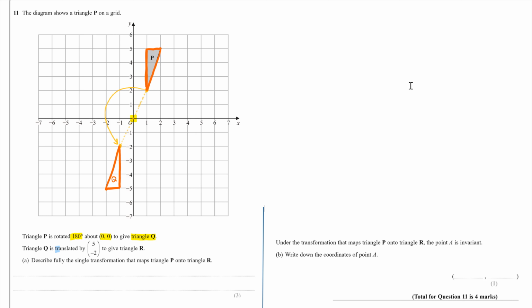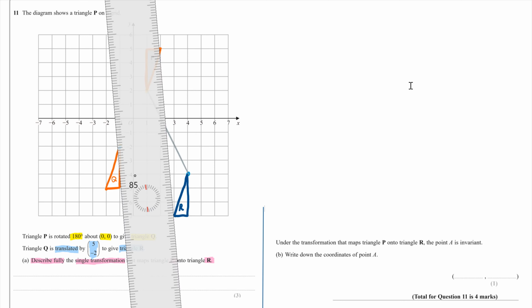The triangle Q is translated by the column vector 5 minus 2 to give triangle R. We can start the translation by picking one of the corners, moving it 5 steps in the x direction and minus 2 steps in the y direction. And from here we can complete the drawing of triangle R. And finally, we need to describe fully the single transformation that maps triangle P onto triangle R.